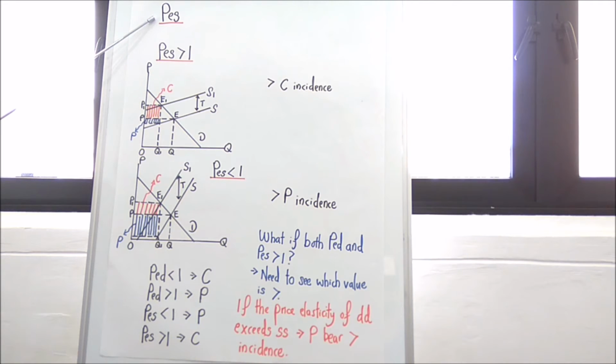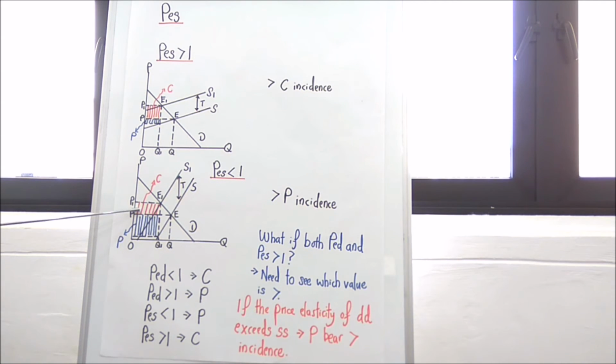PES also affects the incidence of taxation on consumers and producers. So if PES is more than 1, the incidence will be greater for consumers, as seen by the red shaded area being greater than the blue shaded area. However, if PES is less than 1, right, indicated by a steeper slope of the supply curve, the incidence will be greater on producers, indicated by a greater blue shaded area as compared to the red shaded area that is for consumers.